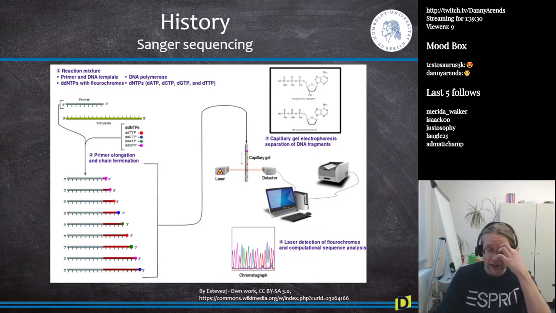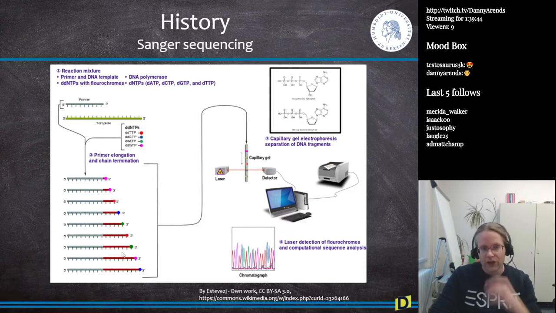So in the end, in your reaction mixture, you have all of these different fragments, each colored in a certain way and each of slightly different length. And of course you don't have one, but you might have 10 of these, 20 of these, 5 of these, and these kinds of things. So what you then do is you run this through a capillary gel.